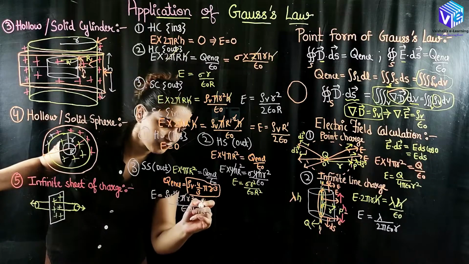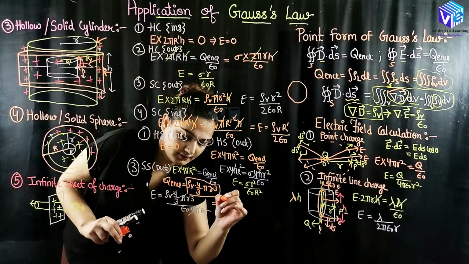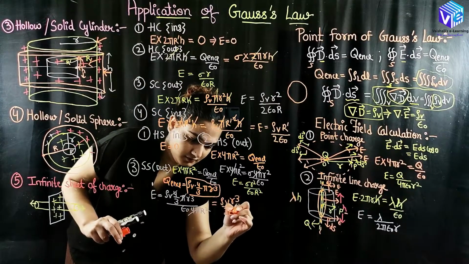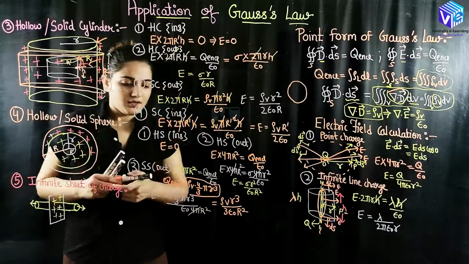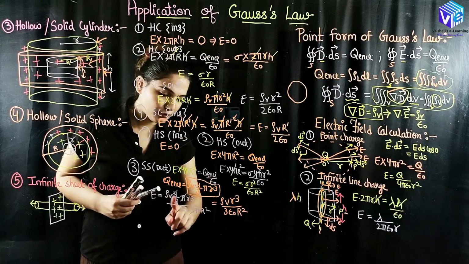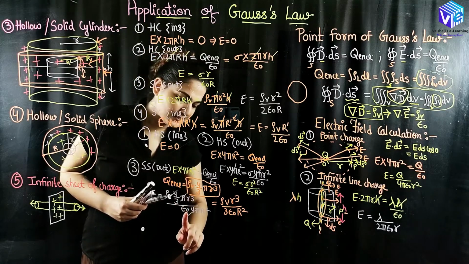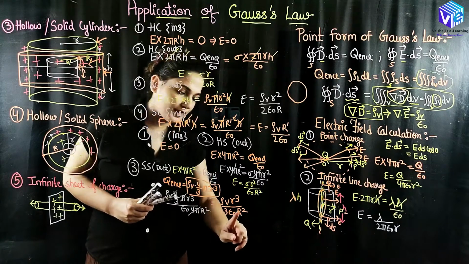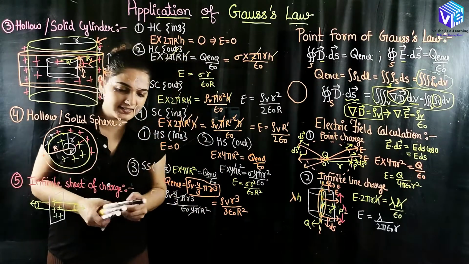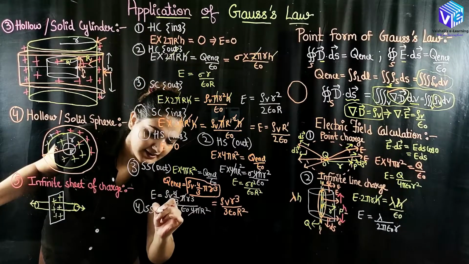So 4 pi and 4 pi will get cancelled out and I will be getting E as rho v into r cube. So here I have only rho v r cube left. So in the denominator I have 3 epsilon naught into r square. So this is how I can find out the electric field. Now coming to the last case, which is solid sphere inside case.